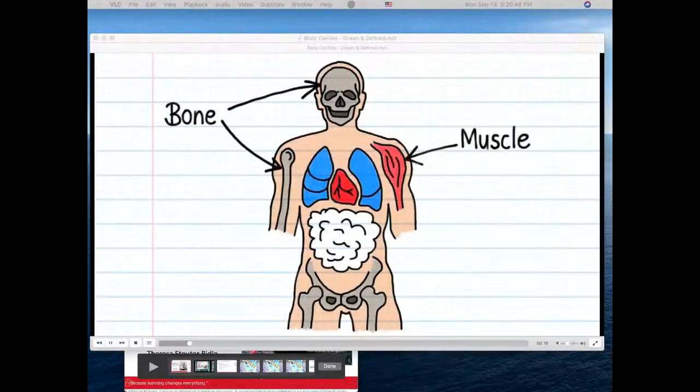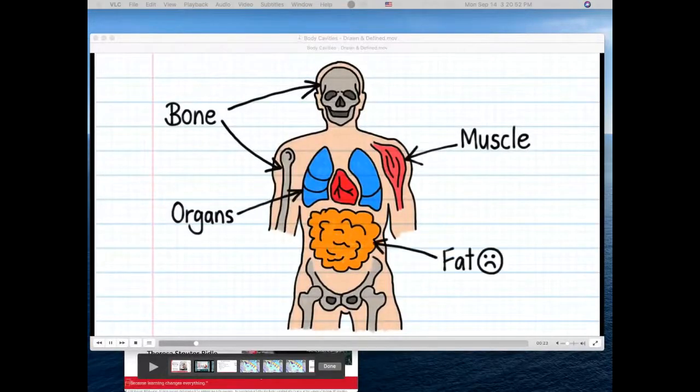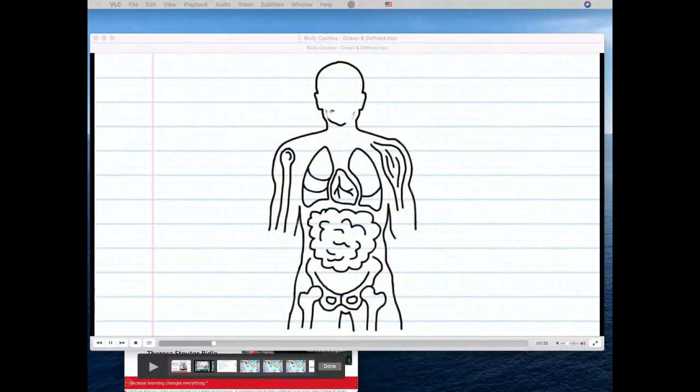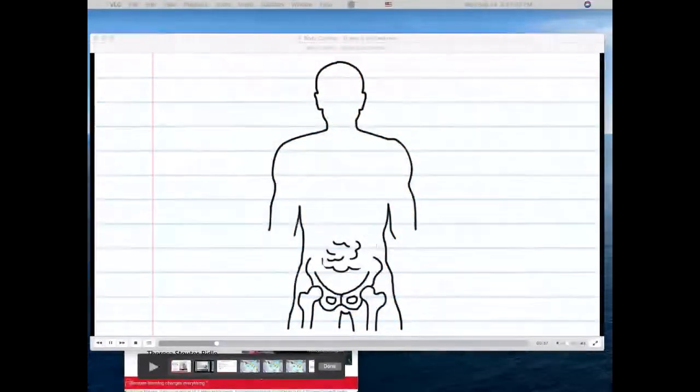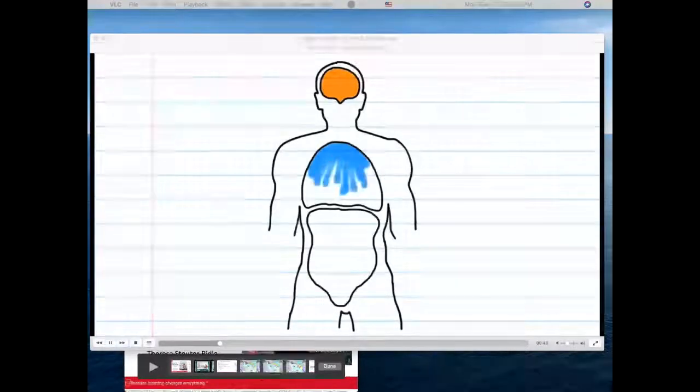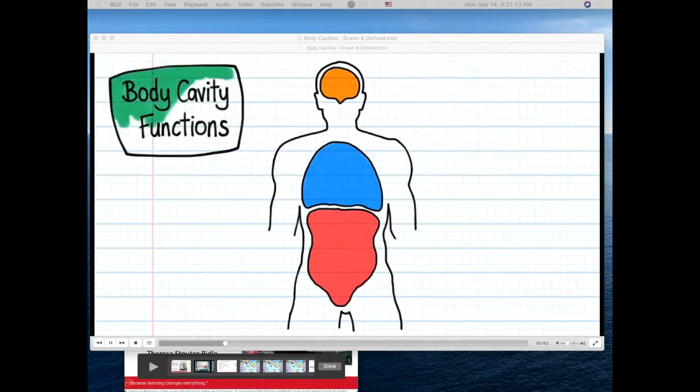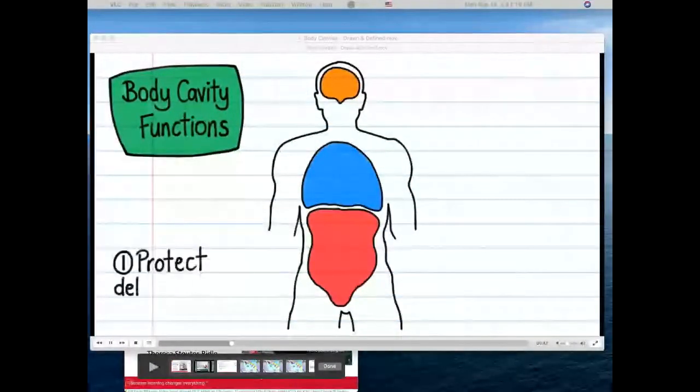Body, muscle, organs, and the trajectory for some of those. But it turns out that our bodies actually contain many important spaces, the cavities. Some of these cavities, like for example the nasal cavity, open to the outside of the body. However, most of our cavities are internal. Body cavities have several important functions.